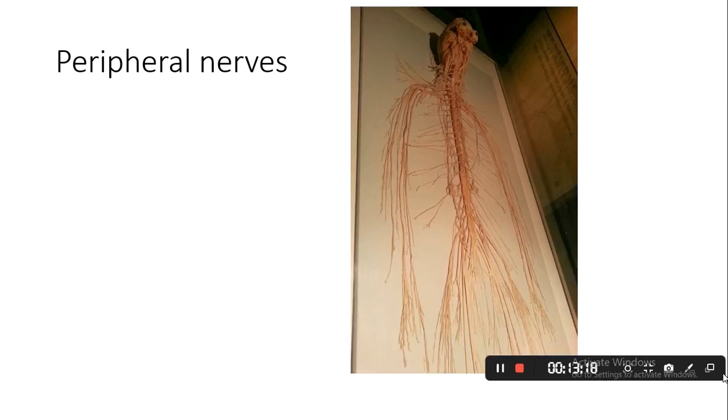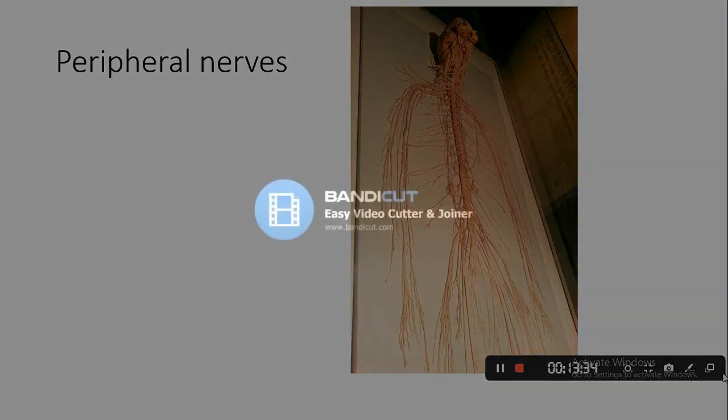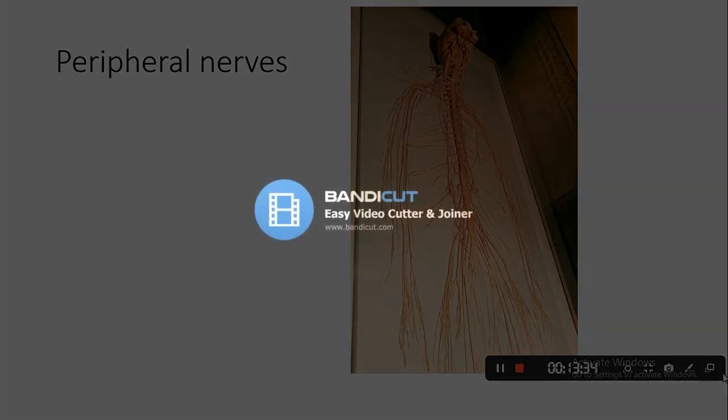This diagram clearly shows the peripheral nervous system, or the peripheral nerves, cranial and spinal. All the other tissues have been removed from the body, the muscles and the bones, so you can see the length and the distribution of the network of these peripheral nerves. This is an anatomical picture of the peripheral nervous system.